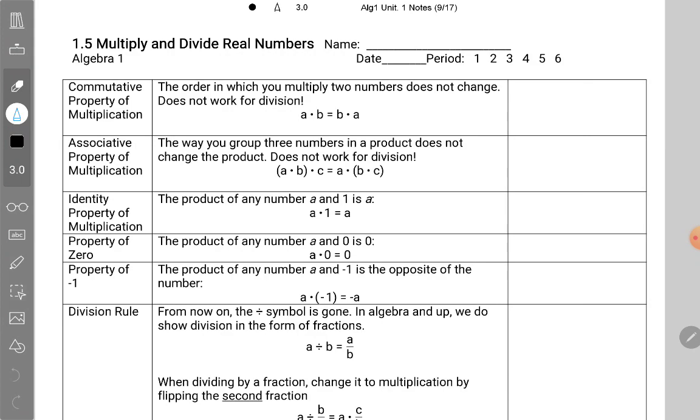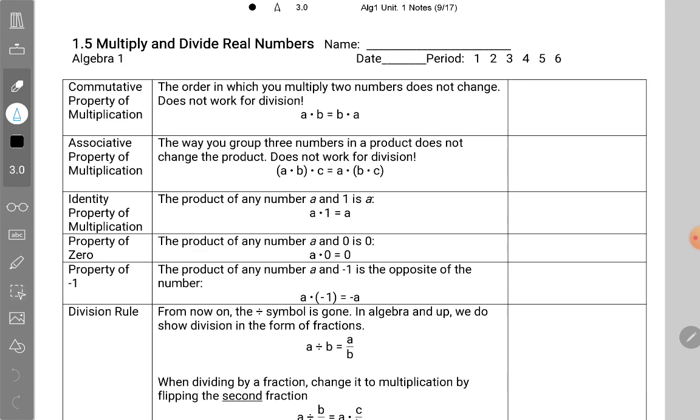Today in Algebra 1, we're looking at multiplying and dividing real numbers. So let's look at some rules, some properties, some facts, I guess.